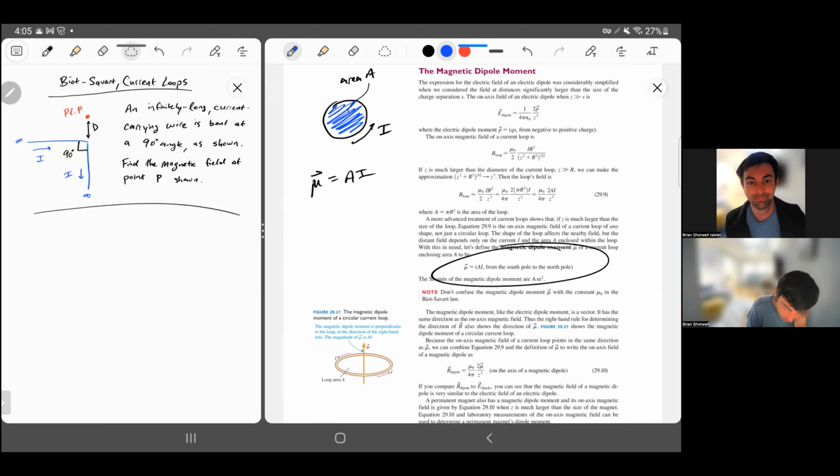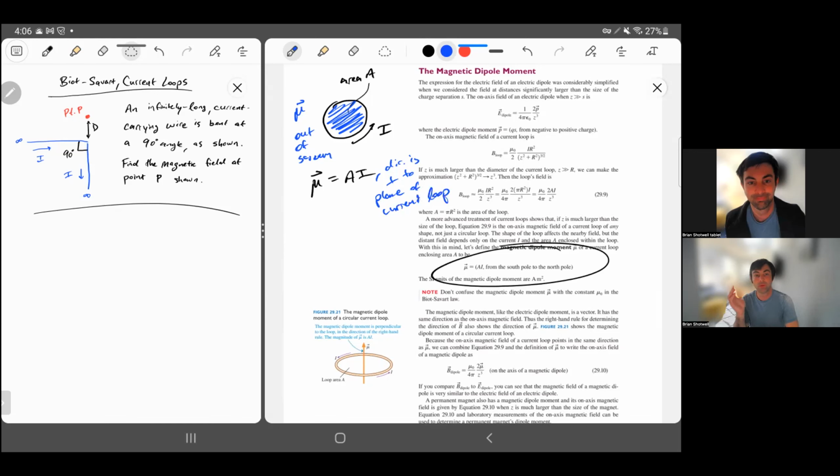So this loop is producing a magnetic field at the center that points out of the screen. So for this example, mu points out of the screen. The direction is going to be perpendicular to the plane of the current loop, in a direction consistent with the right-hand rule.